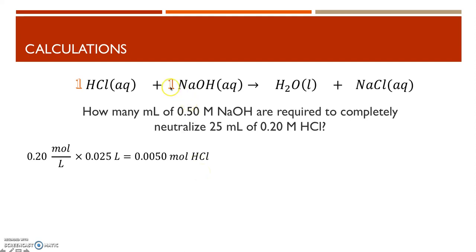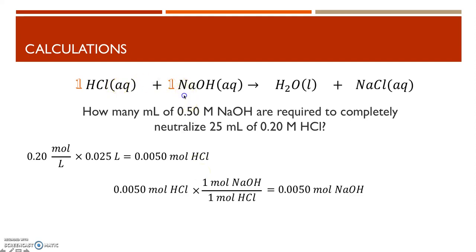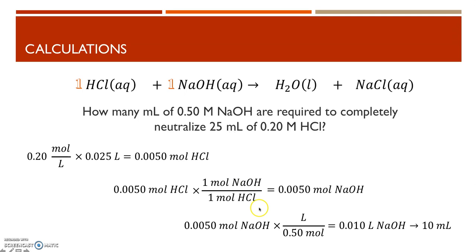Now I can use my balanced chemical equation to do a conversion from HCl to NaOH, and then I'm going to use that moles of NaOH that I've just found, as well as the concentration of NaOH that I was given, to determine the volume. So moles divided by moles per liter basically is going to give me liters. And so 10 milliliters of NaOH would be required to completely neutralize the amount of HCl that I'm given.